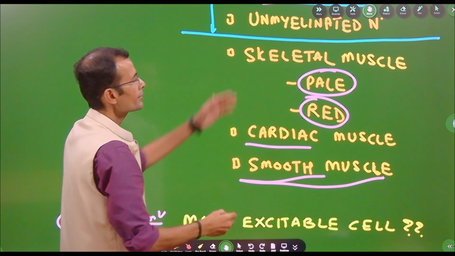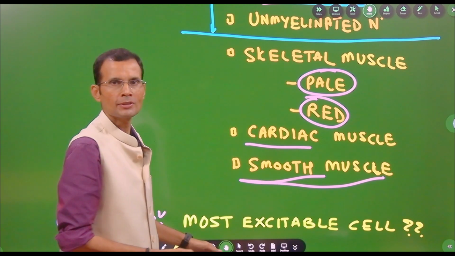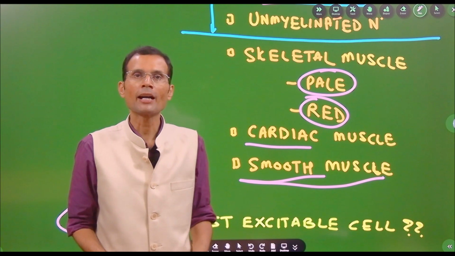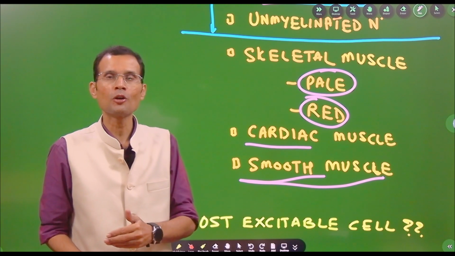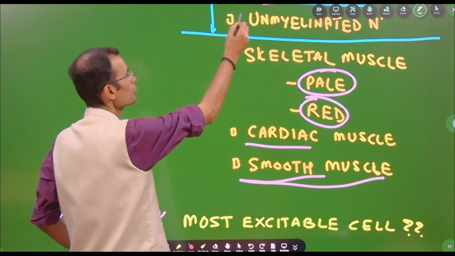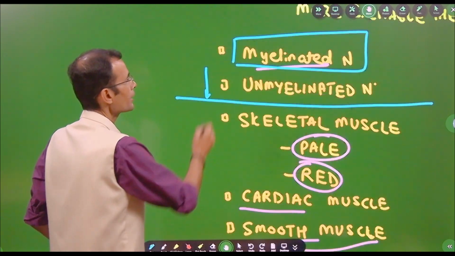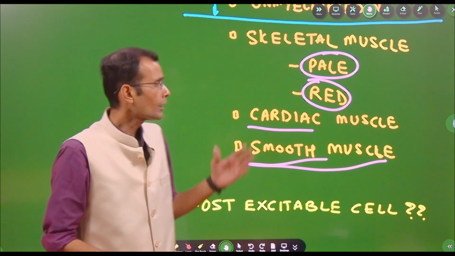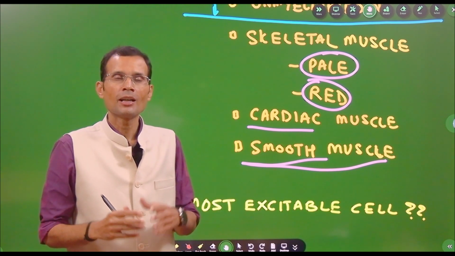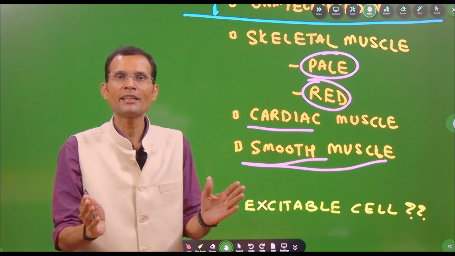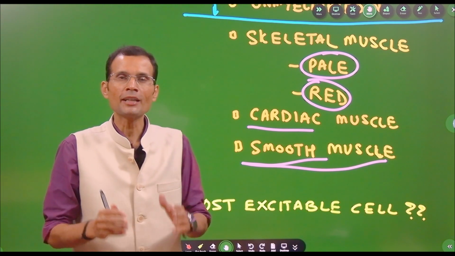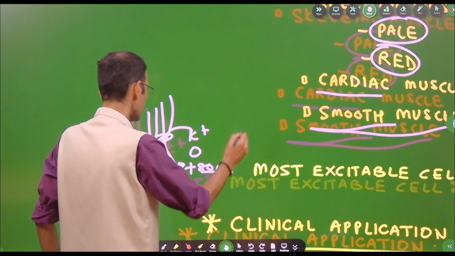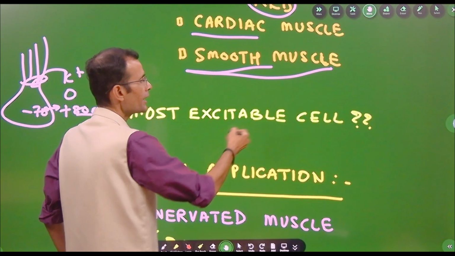And then the skeletal muscle, then the cardiac muscle, smooth muscle. This is the order of the chronaxies, the descending order of excitabilities. Shortest to longest. Shortest, that is myelinated nerve, longest will be the smooth muscle. Now something fascinating. Which is the most excitable cell in the body? Got any idea? Most excitable cell in the body?